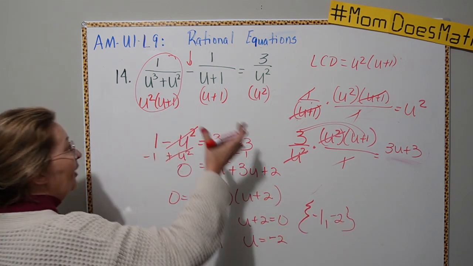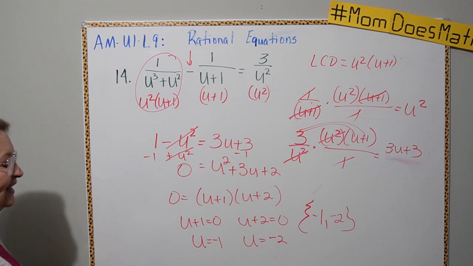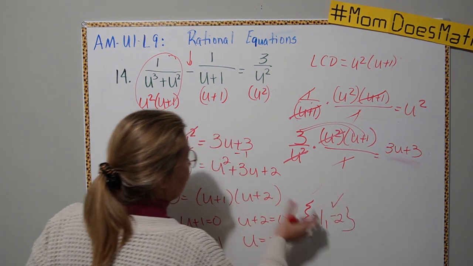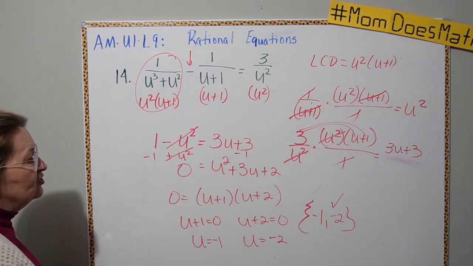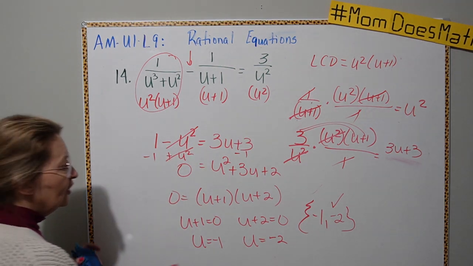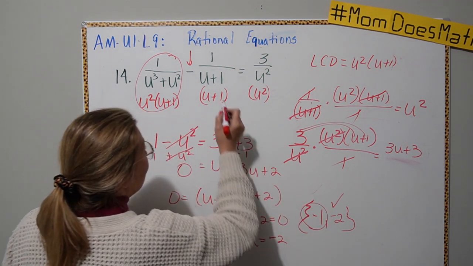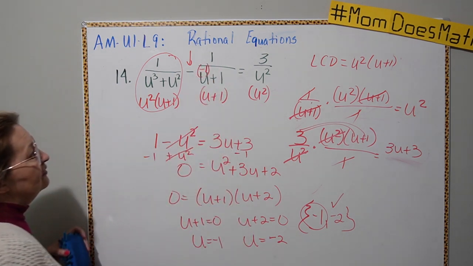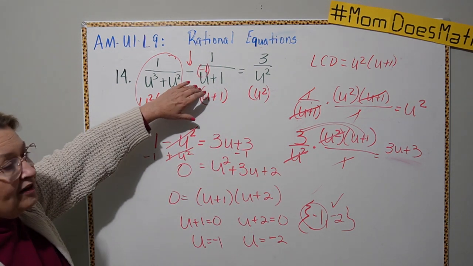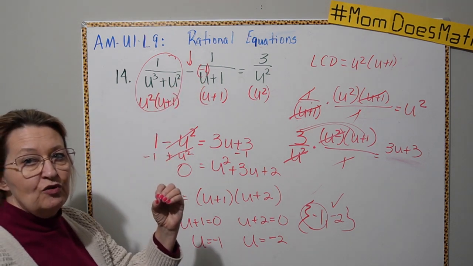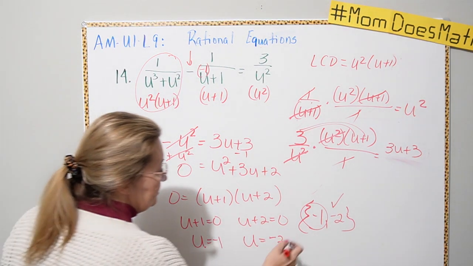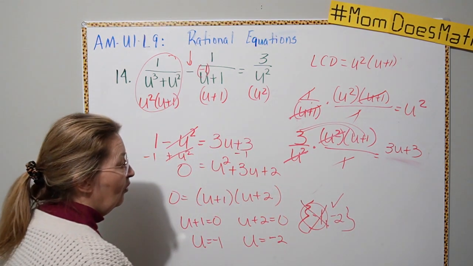Now, when I go back to fill those in to check them, there's a problem. The negative 2 fills in and it checks just fine, but look at this negative 1. What's going to happen when I fill negative 1 into this fraction? What's that denominator going to be? 0. That is undefined. So this does not work.